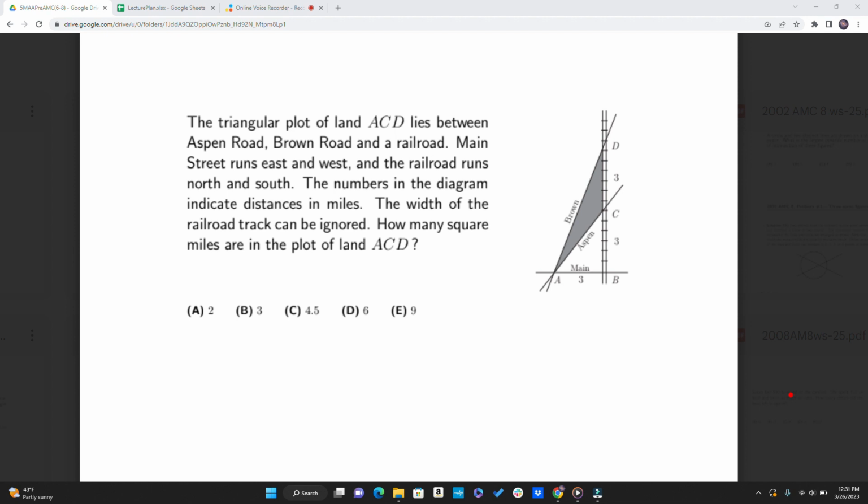Got a plot of land. It lies between Aspen Road, Brown Road, and a railroad. Main streets run east and west, and railroads run north and south. Okay. The numbers in the diagram indicate distance in miles. The width of the railroad track can be ignored. How many square miles are in the plot of land ACD? So we've got ACD.